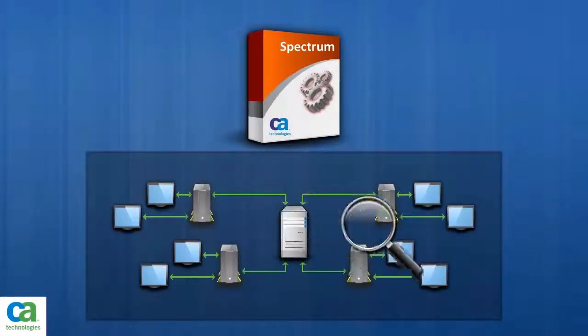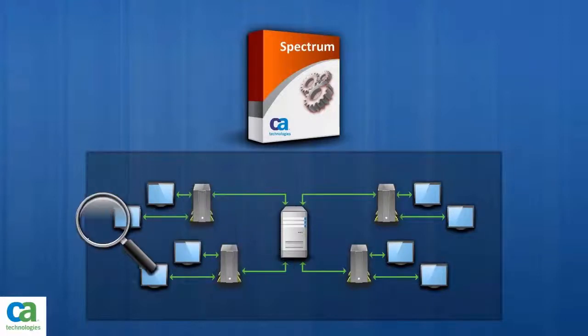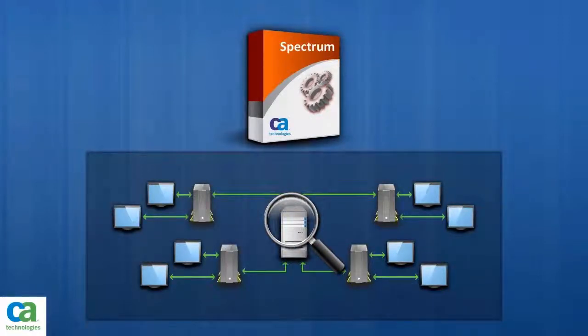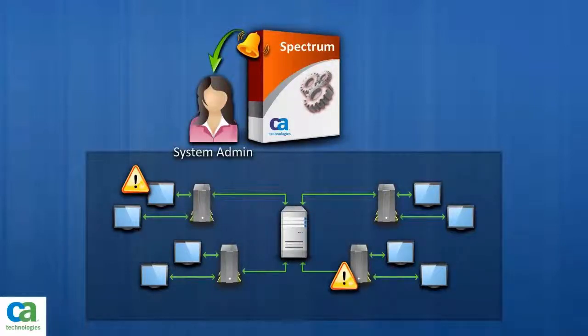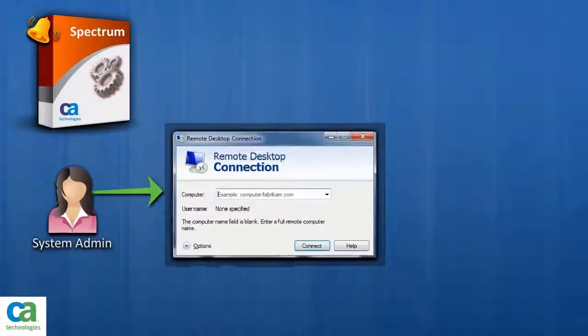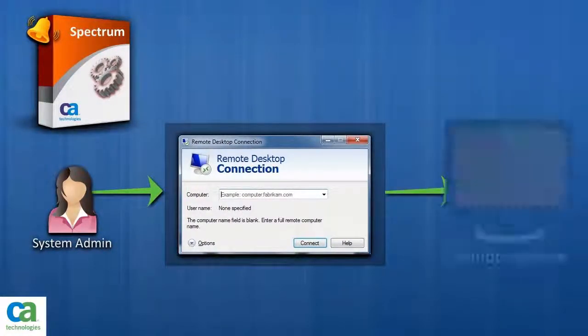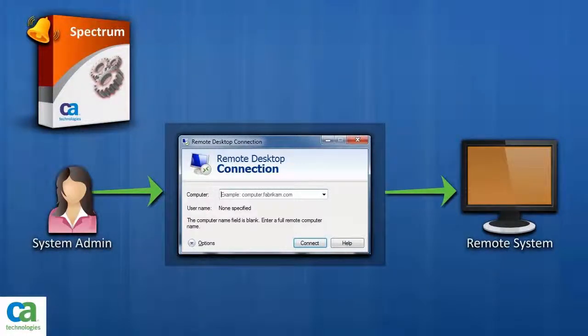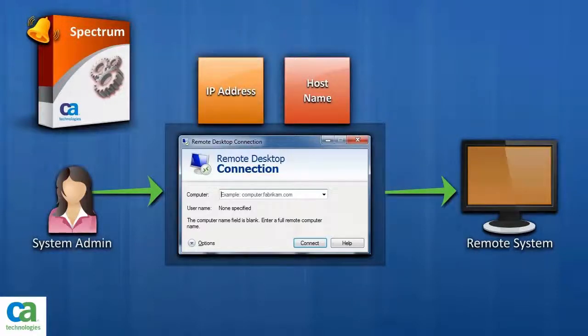CA Spectrum monitors your infrastructure for fault management. Based on set parameters like threshold violations or network faults, CA Spectrum raises alarms to notify a system administrator. When CA Spectrum raises an alarm, you can use the terminal services console to connect to the remote system and troubleshoot the problem. To connect to the remote system, you need to have its host name or the IP address.